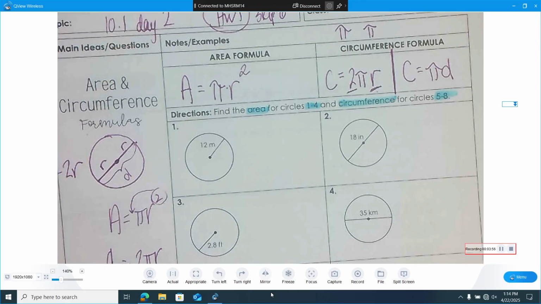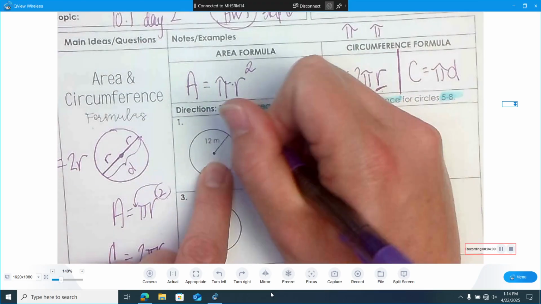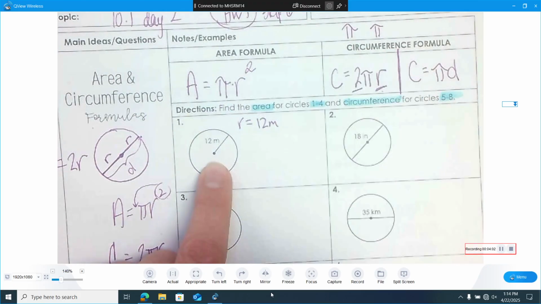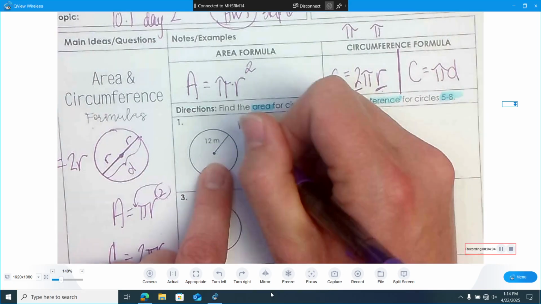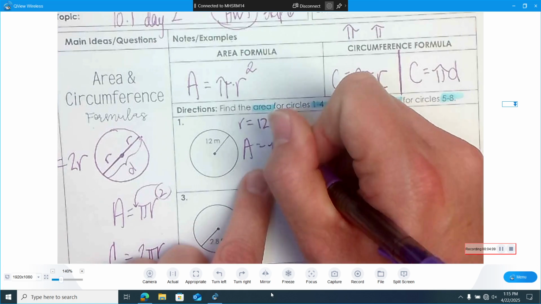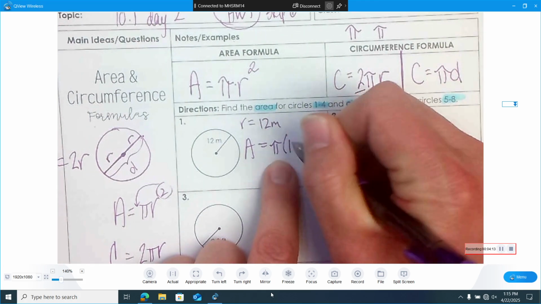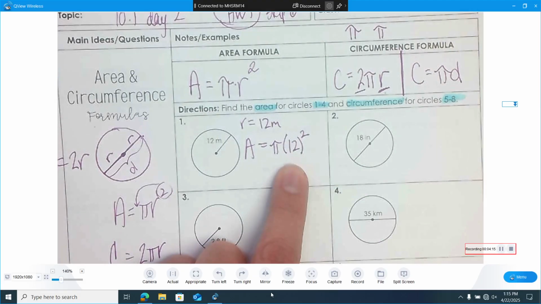Please read the directions. In number 1, did they give me a diameter or a radius? Radius. The radius is 12 meters, and we are going to find the area. What's the formula for area? Pi times radius squared. So I'm going to take my pi, plug in my radius, and square it.